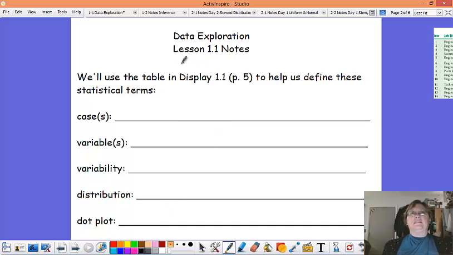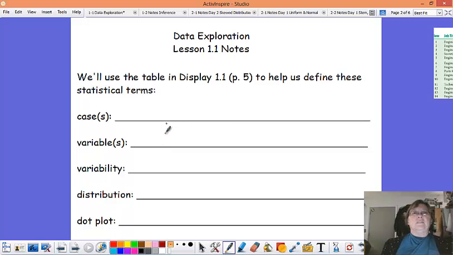Today's topic is data exploration, as you can see from the title of the notes. Really, today and tomorrow we'll be doing a real quick overview of what statistics is all about. Basically there are two parts to it. The first is just what it says, data exploration. That includes things like collecting data, analyzing data, displaying data. And then tomorrow our focus will be on making sense of the data that you've collected, that is inference.